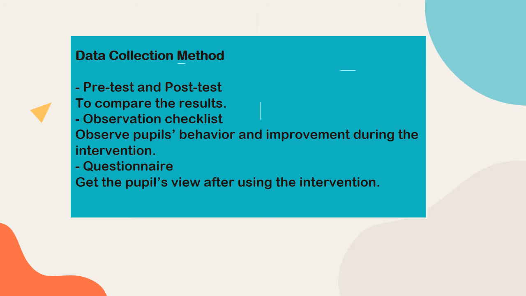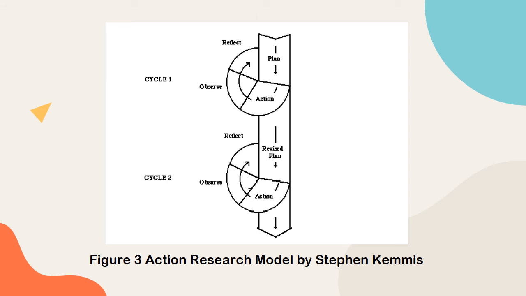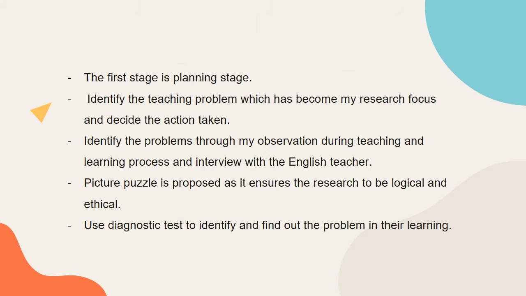So there are three data collection methods that were used in this research. The first one, pre-test and post-test, then observation checklist, and also the questionnaire. This is the action research model by Stephen Kemmis that was used in this research. The first stage is the planning stage. I need to identify the teaching problem which has become my research focus and decide the action to be taken.